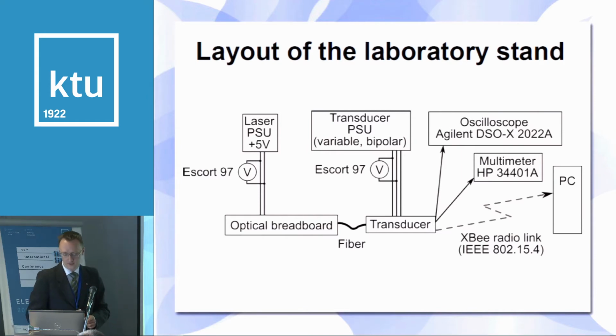I was observing if the transducer works properly with oscilloscope and multimeter, but actually the data was transferred from analog signal, voltage signal, to digital value, and then transferred wirelessly with XBee link to PC, where it was further processed and where I was creating some graphs.